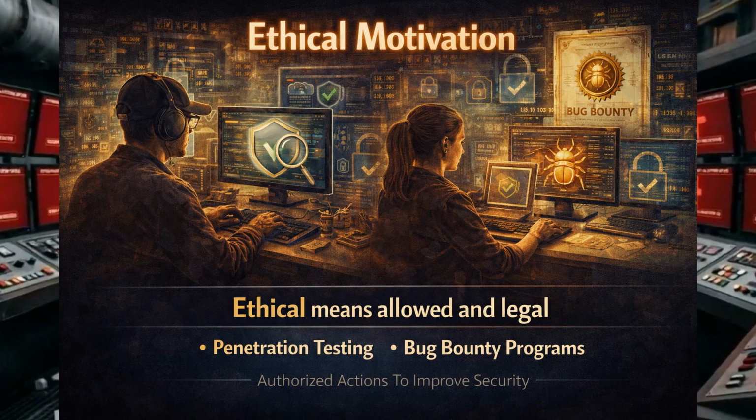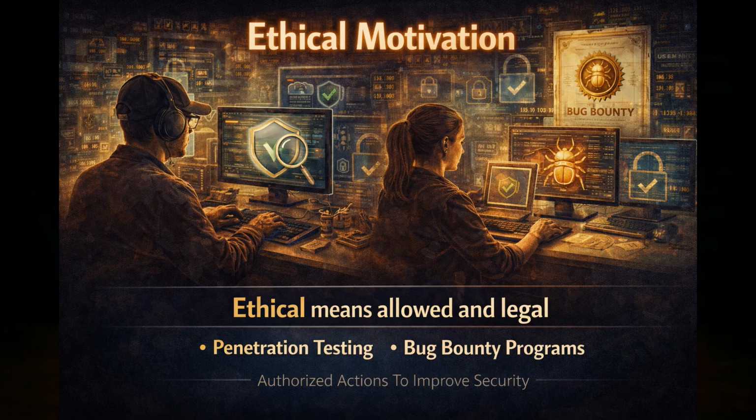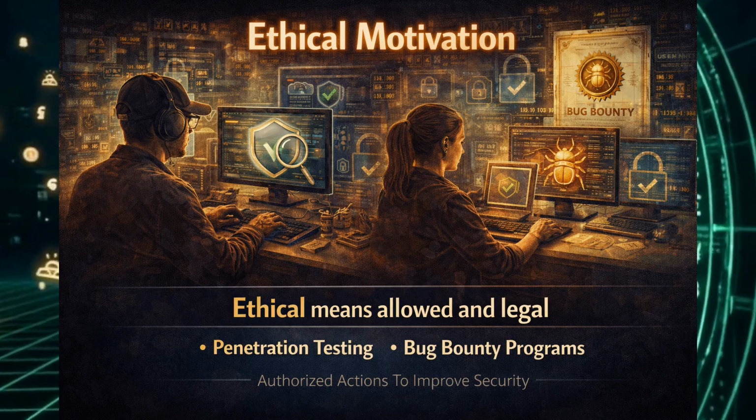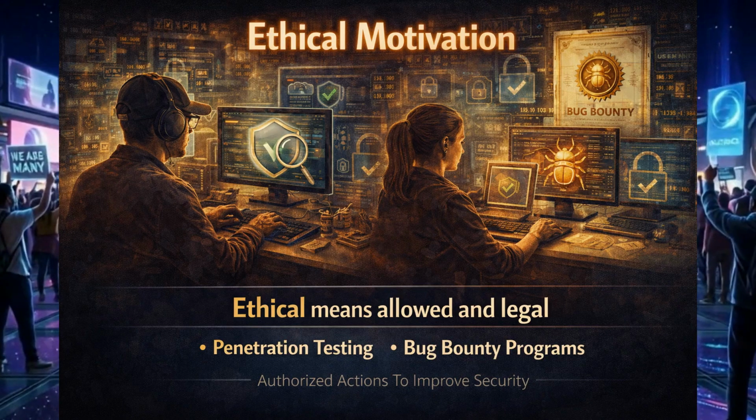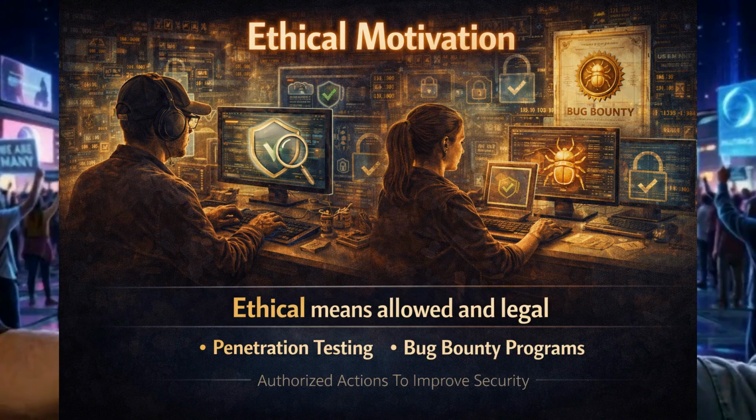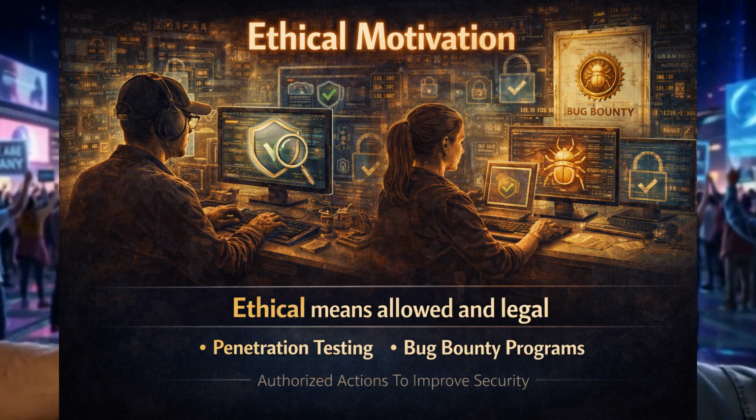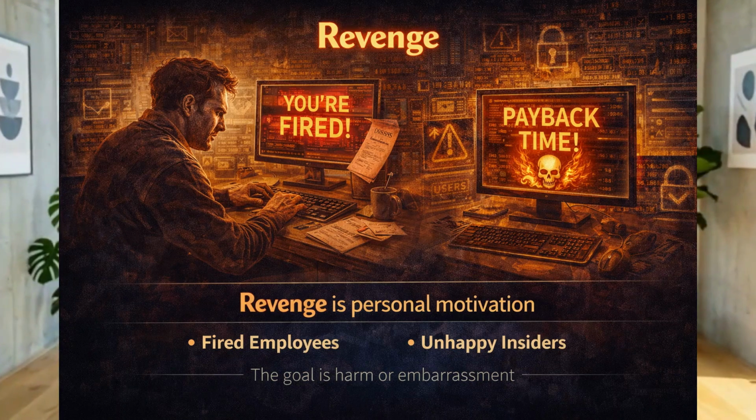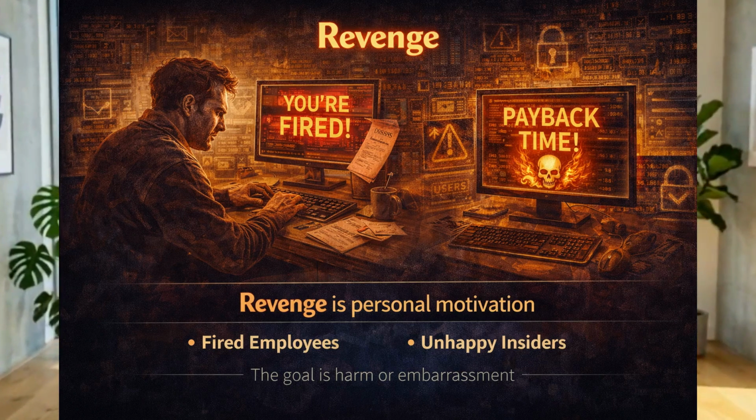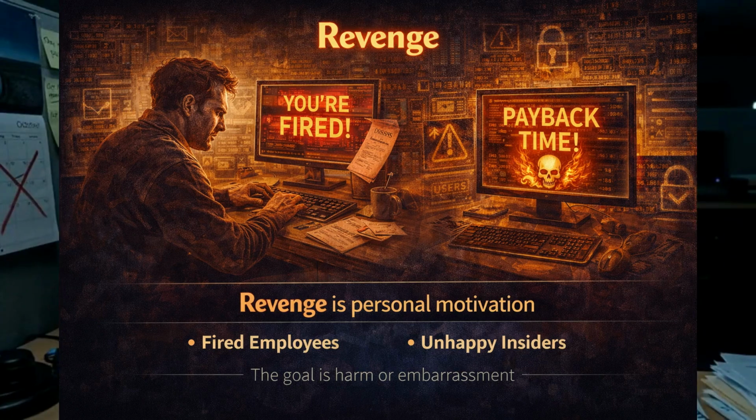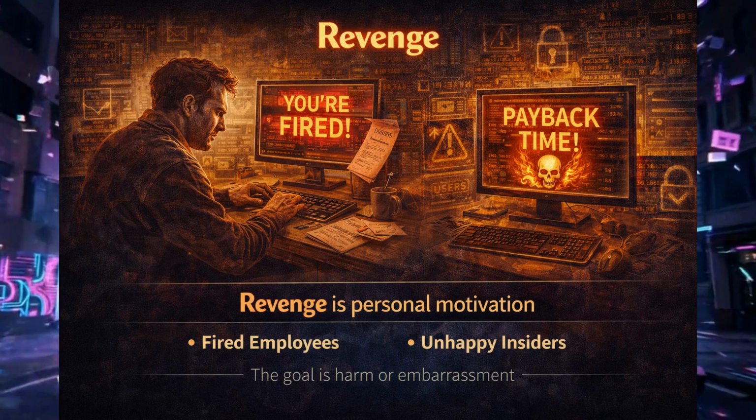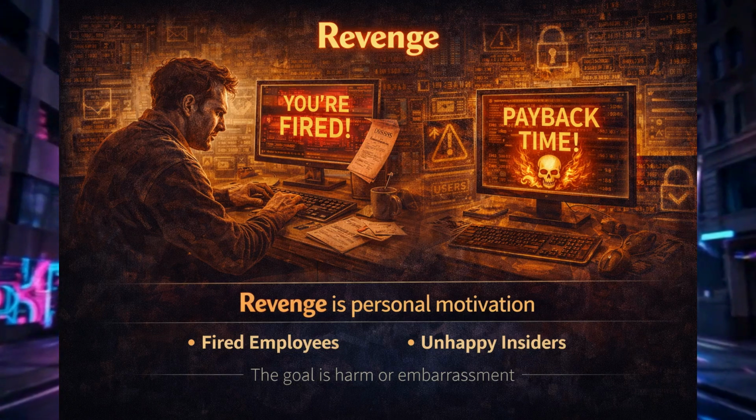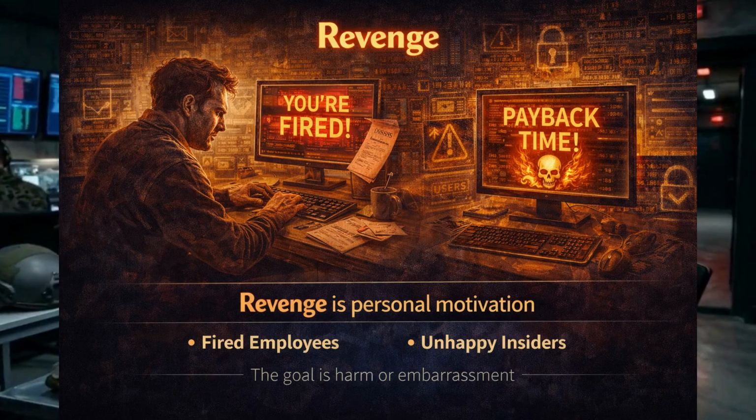Motivation 7, ethical, white hat. Ethical motivation involves testing security without malicious intent. Examples include penetration testing and bug bounty programs. These actions are done with permission. For the exam, remember, ethical equals allowed and legal. Motivation 8, revenge. Revenge-based attacks happen when someone feels wronged. This is common with disgruntled employees or former insiders. The goal is often to cause harm or embarrassment. For the exam, remember, revenge equals personal motivation.